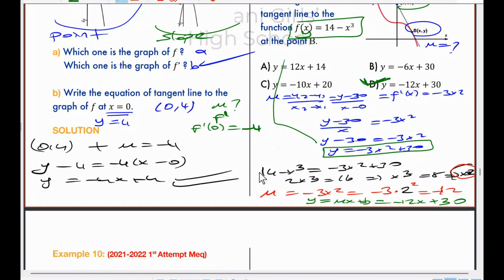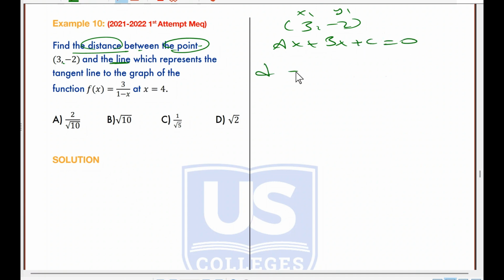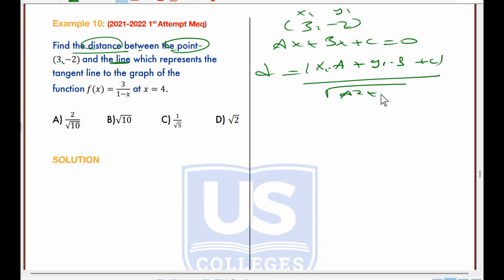All right. One last question. Find the distance. Remember what the distance formula is between a point and a line. Find the distance between the point this and the line that. So 3, negative 2 is x1, y1. We will have an equation written in general form. Then distance is the absolute value of a times x1 plus b times y1 plus c over the square root of a squared plus b squared. So that's what distance is, chapter 1, section 2.